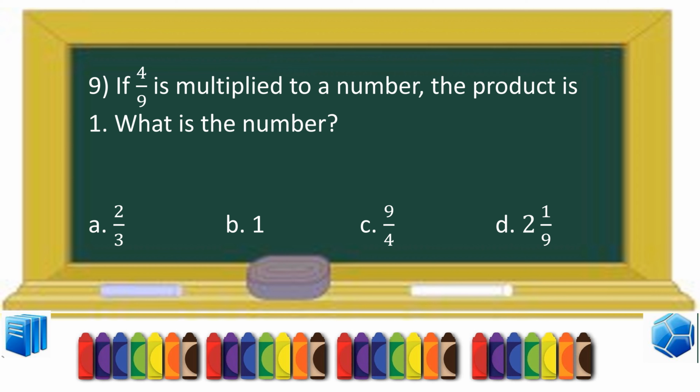Number 9. If 4/9 is multiplied to a number, the product is 1. What is the number? A. 2/3, B. 1, C. 9 over 4, D. 2 and 1/9. The answer is 9/4.